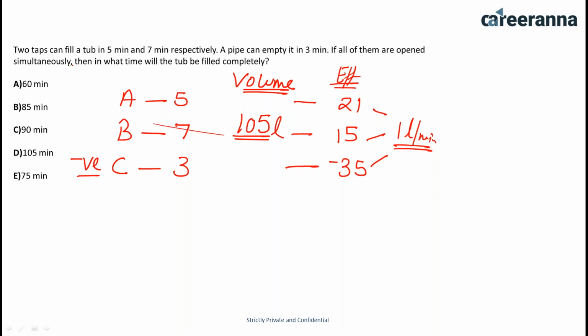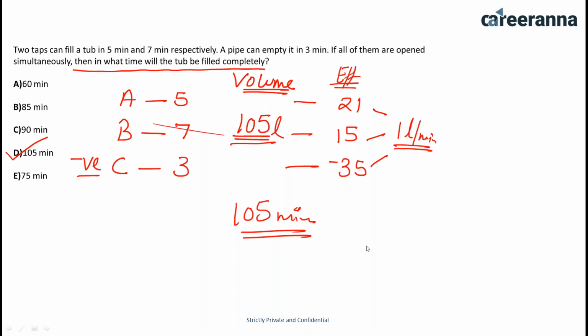The question is asking in what time the tub will be filled. If 1 liter is filled in 1 minute, then 105 liters is going to be filled in 105 minutes. So you can directly use this unitary method. From here you can see option D is the right answer. Most students gave the right answer for this question. That means now you are able to apply the LCM method, because it is easy to solve and it is the fast way of calculating these types of questions.